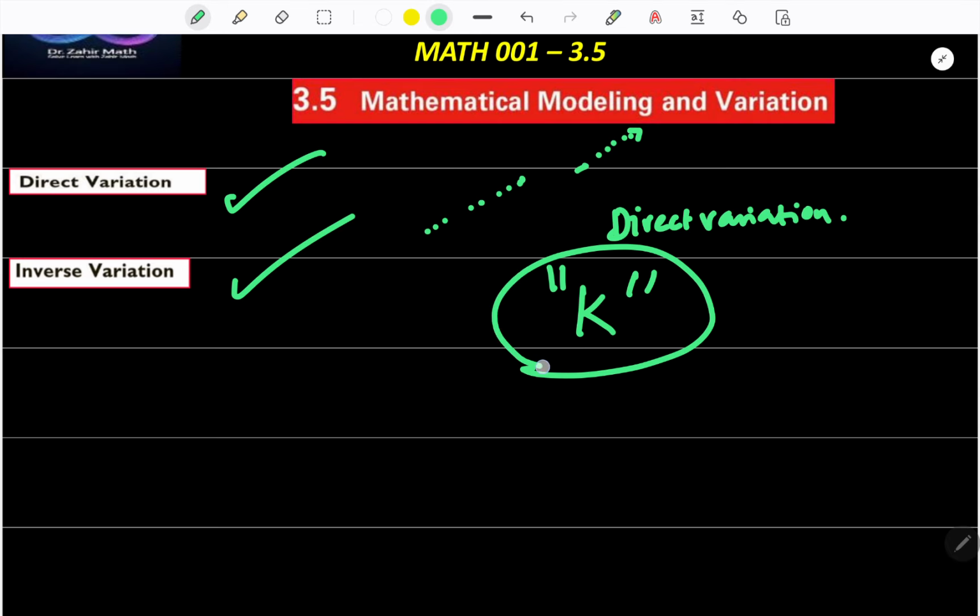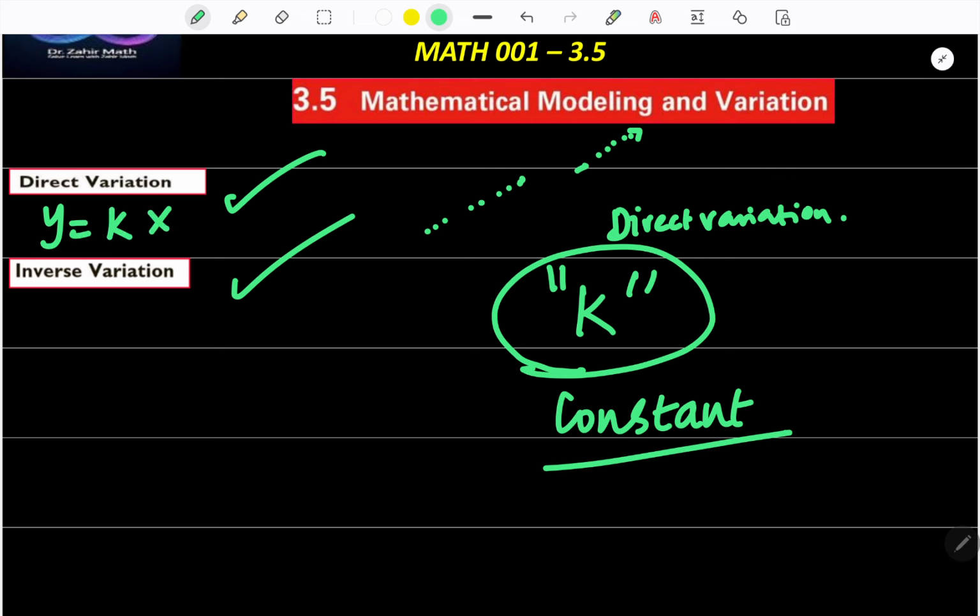We are going to learn how to find the magic number, the constant k. Your only job in this exercise is to find the constant that ties these variables together and write the perfect formula. Let's master the math of real world relationships. Direct variation: y is equal to kx. Remember this formula. Inverse variation: y is equal to 1 by kx. So what is k? The k is the constant of proportionality.